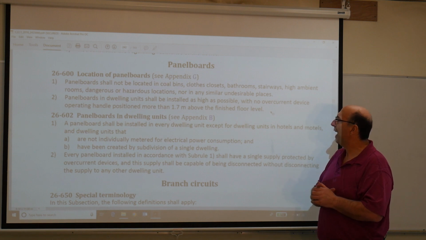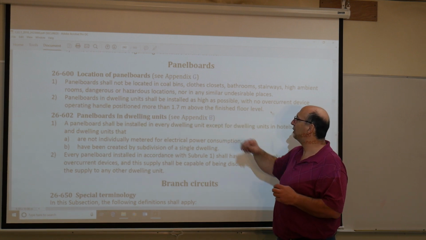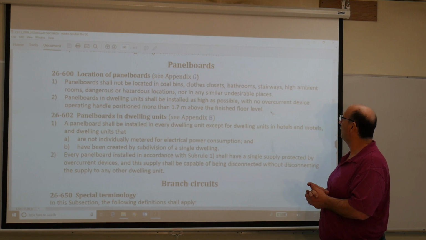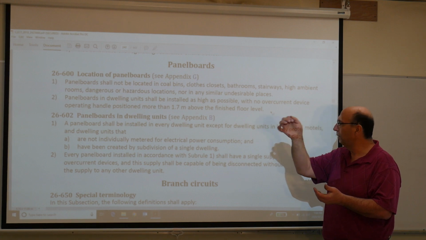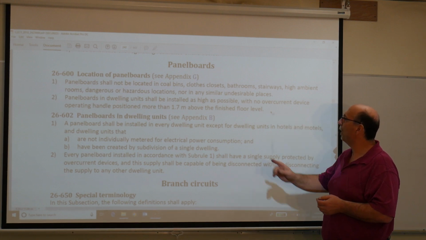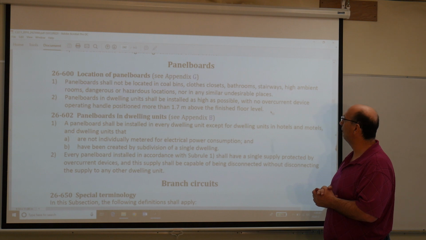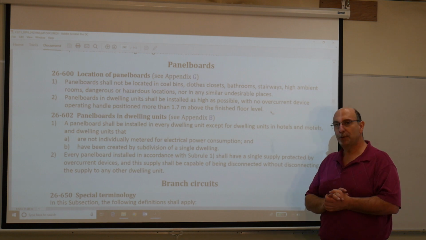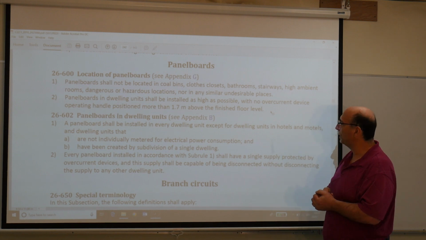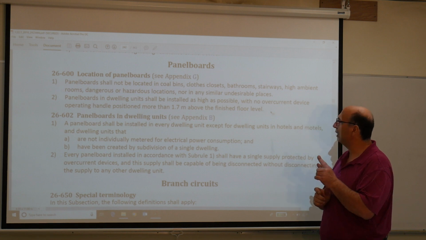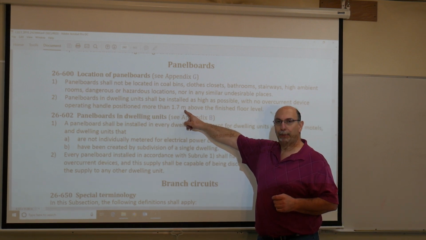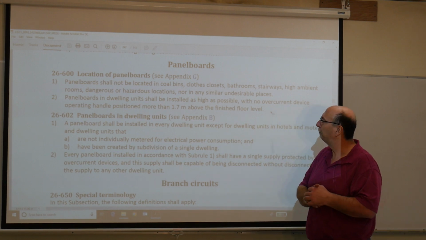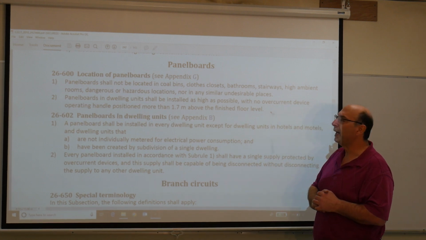Subrule 2. Panel boards in dwelling units shall be installed as high as possible with no overcurrent device operating handle, that's the breaker, positioned more than 1.7 meters above finished floor level. So this rule was actually rewritten many years ago. My question to you is, when you actually read this rule, is it saying that you have to mount the panel board with the highest overcurrent device not greater than 1.7 meters? It's not what it's saying.